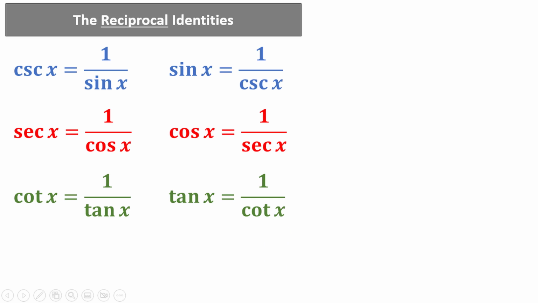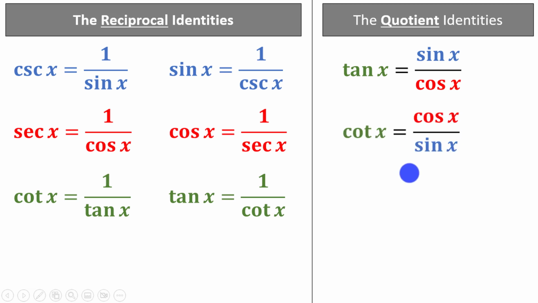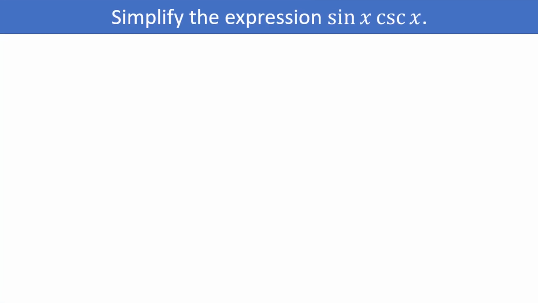We also have the quotient identities, which are related to cotangent and tangent. Tangent can be expressed as sine over cosine, and cotangent can be expressed as cosine over sine. Altogether, these are the 6 reciprocal identities and the 2 quotient identities. Let's practice using these identities to simplify trigonometric expressions.